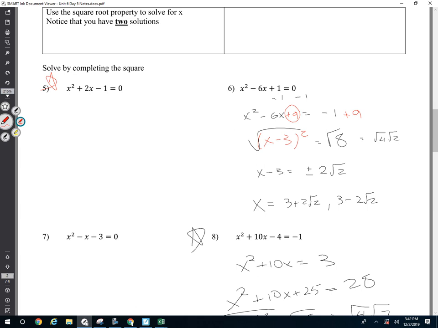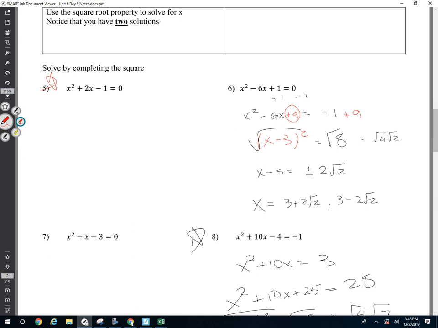What's the first step? Who can tell me? Yes, remove the stuff that's bothering the x squareds and the x's. Add the 1. What's the next step? Yep. We added the 1. Yes. Take the term with the x's, divide it by 2, and then square it. Well, 2 divided by 2 is 1, 1 squared is 1.